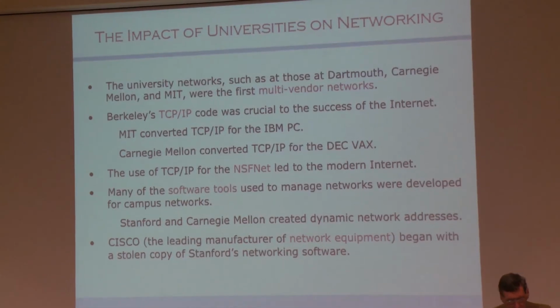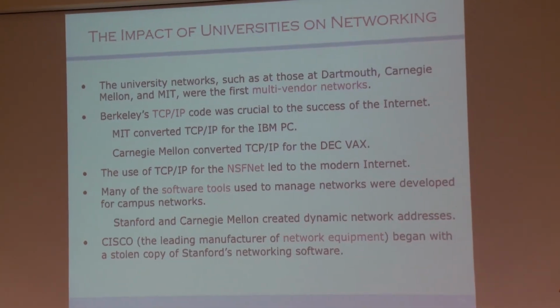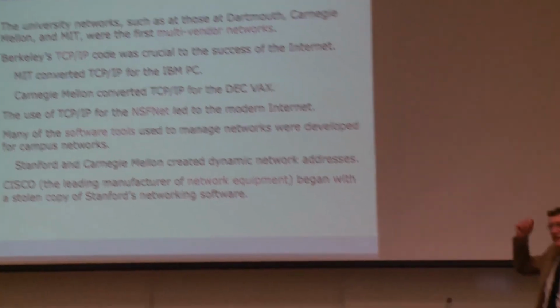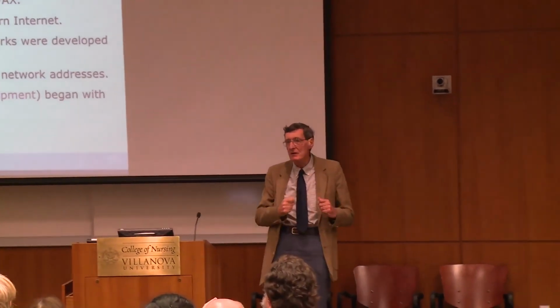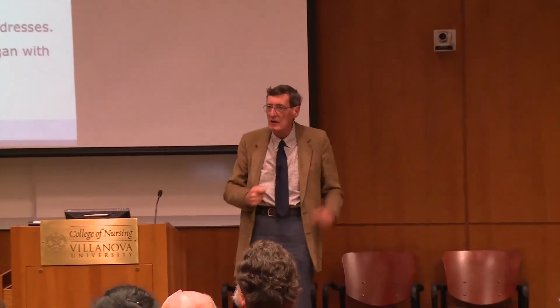Impact of universities on networking. These were the first multi-vendor networks. IBM had an IBM network and Digital had a digital network, but these were the first multi-vendor networks. The TCP/IP code was crucial to the success of the internet. For example, MIT converted it to run on the IBM PC. We converted it to run on Digital's equipment.